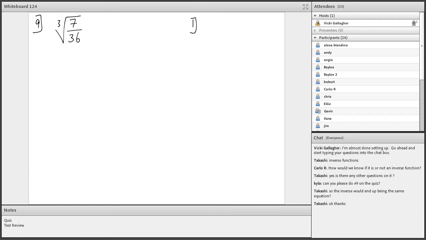And first I ask myself, can I simplify the actual fraction? So that's like looking at the numbers 7 and 36 and asking myself, does 7 over 36 reduce? Does it simplify? And unfortunately on this problem, the answer is no, it doesn't. Sometimes though, you can simplify the fraction and that might be the only thing that you have to do.